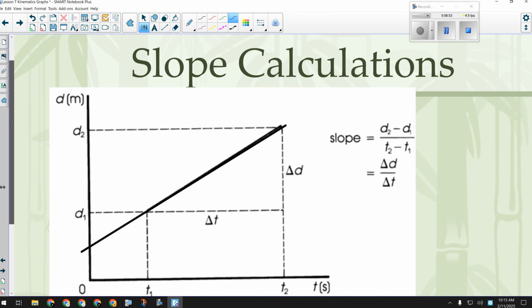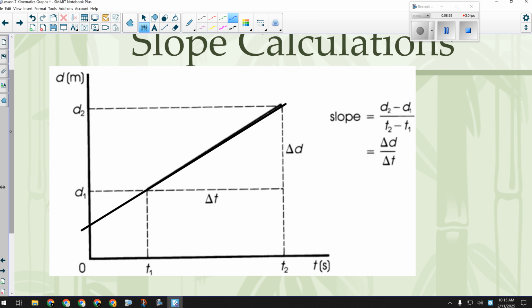All right, now slope calculations. You may have been taught this whole thing at some point. Sometimes people call it rise over run. You might have been taught that. We don't use that in physics. I mean, we kind of do, but we use it in a different way. Instead of calculating slope with rise over run, we use this. Okay, y equals m times x plus b.